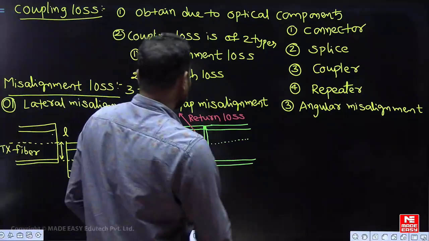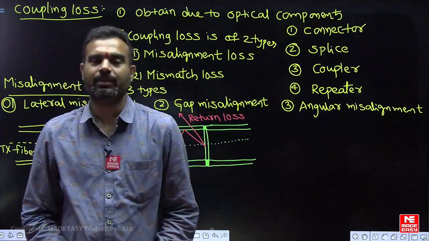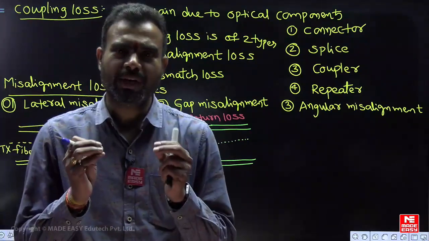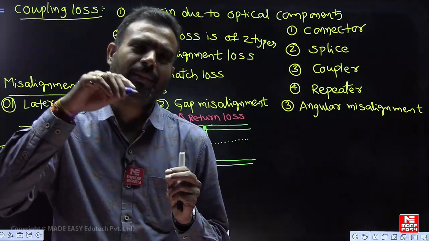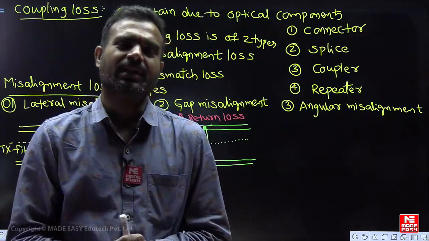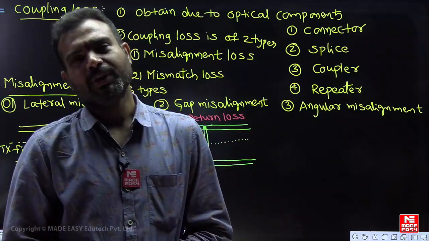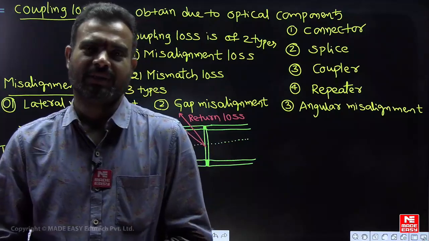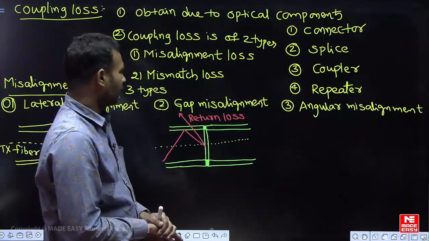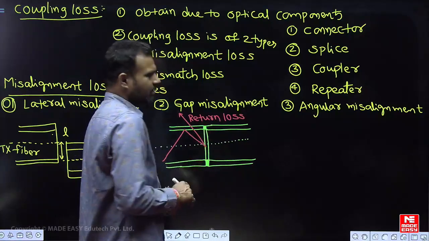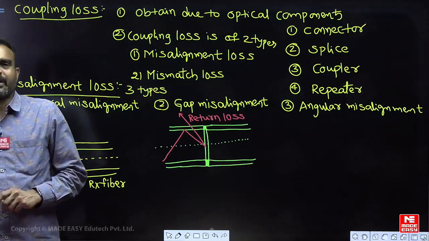For example, if there is no gap, bhaiya, then the light will pass directly, because both mediums are the same. We studied in the classroom that whenever the two mediums are the same, the light travels with the same angle; the refraction angle and incidence angle are the same, N1 equals N2. That is case 1, explained in the review of optics. Now you understand clearly that the gap misalignment creates a loss called return loss.